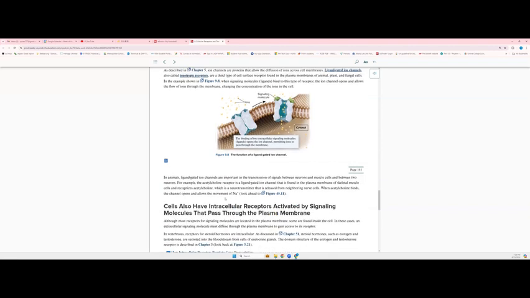In animals, this type of ion channel receptor is important in the transmission of signals between neurons and muscle cells, and between two neurons. For example, the acetylcholine receptor is a ligand-gated ion channel receptor found in the skeletal muscle cell plasma membrane. It can recognize acetylcholine. Acetylcholine is a very important neurotransmitter released from the nerve cells.